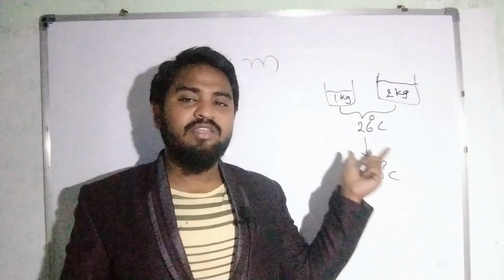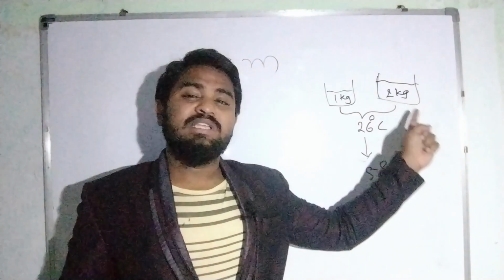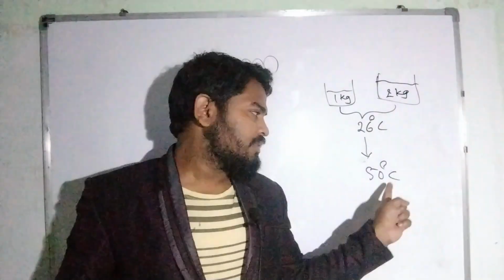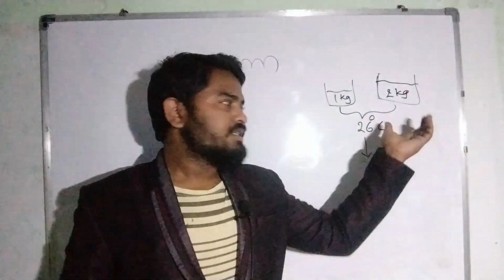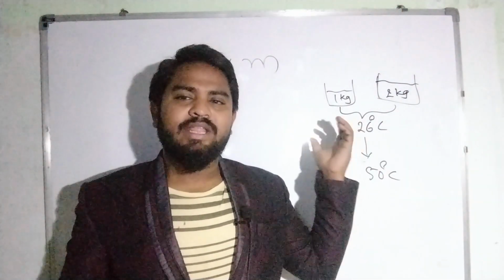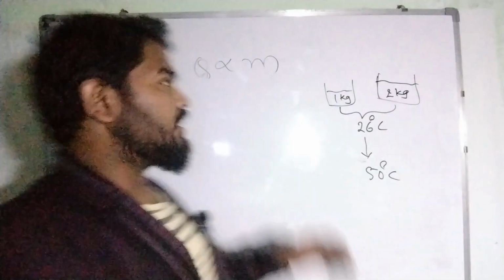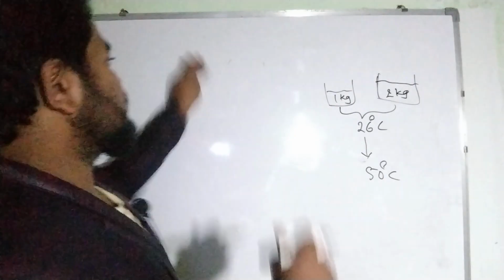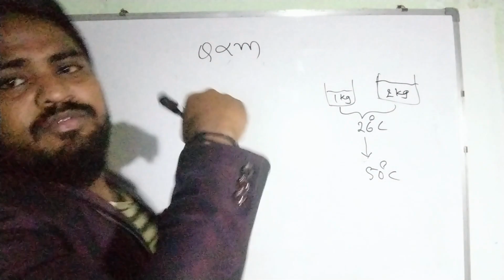Here in this scenario you have to give more heat energy to the substance which has 2 kg to raise the temperature to 50 degrees Celsius, because as the mass is more, the required heat energy also will be more. So from this we can conclude that Q is directly proportional to M. Q is directly proportional to mass of the substance.